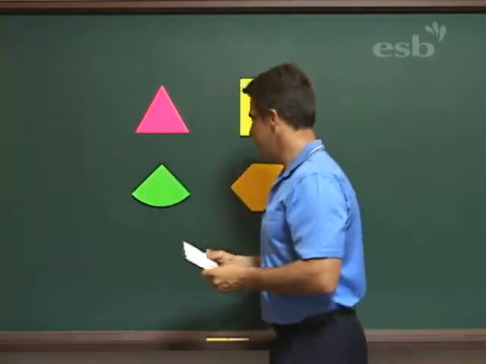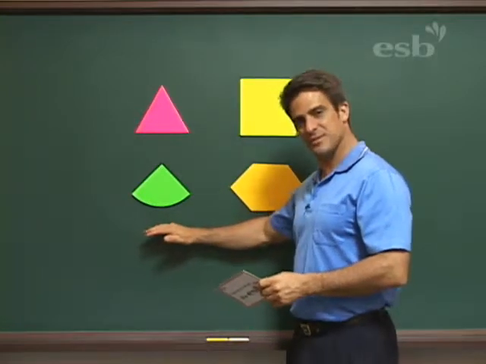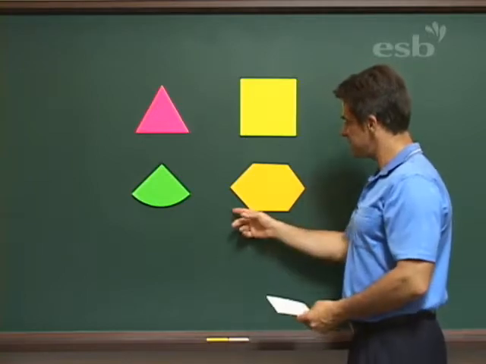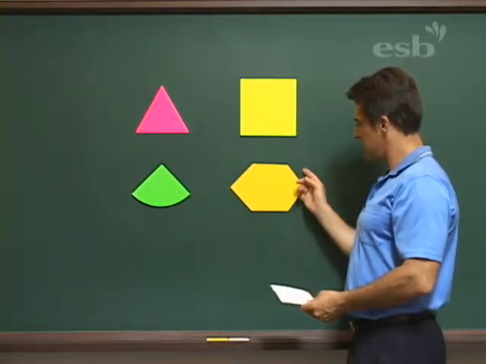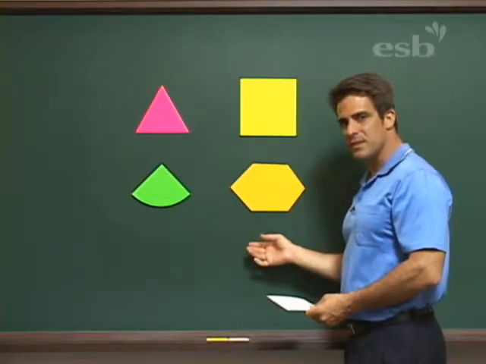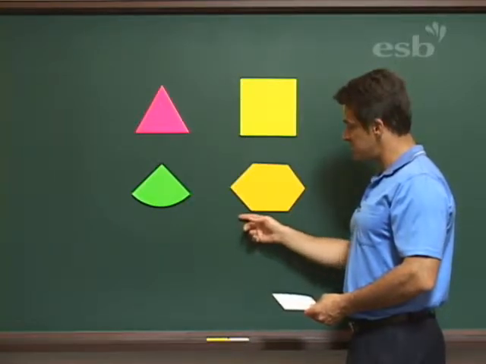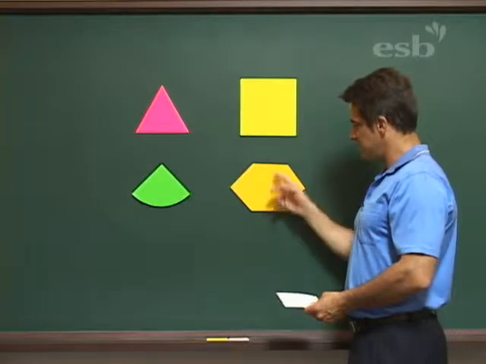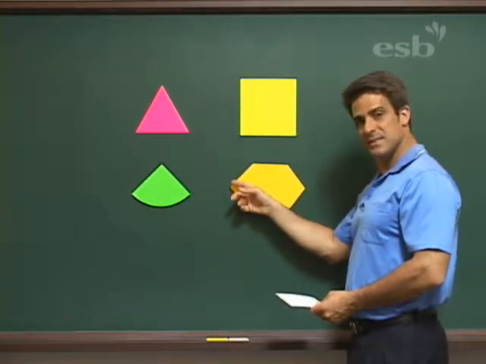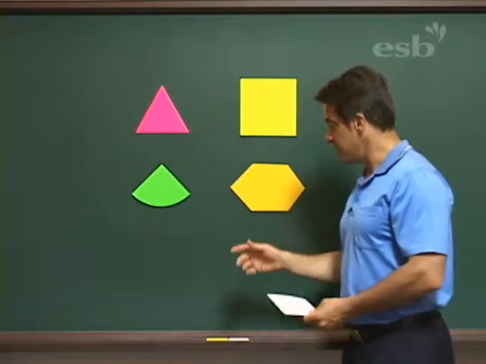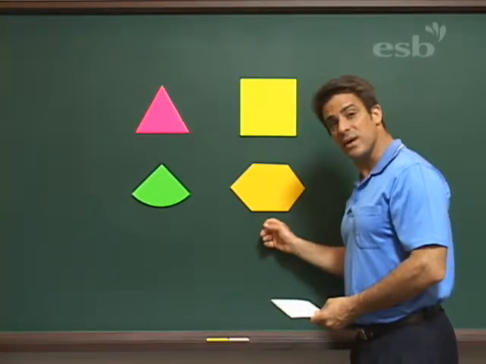Here we have some irregular shapes. These two. Notice that the sides are not the same length. This side is not the same as this side. This side is not the same as this side. They're not the same length. This is an irregular shape.